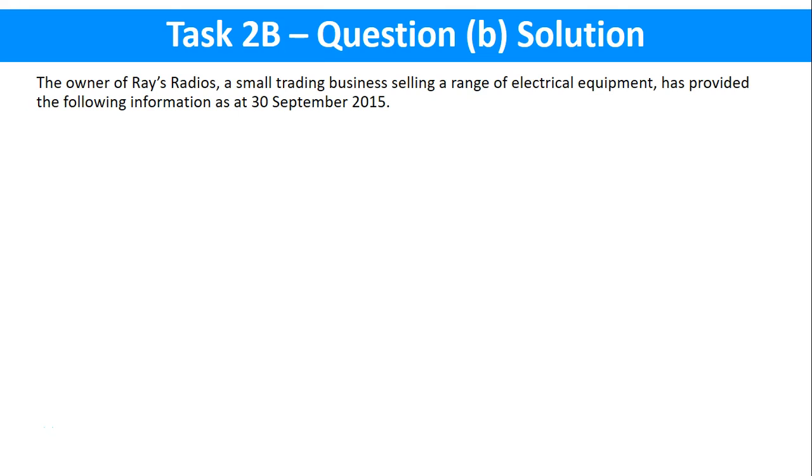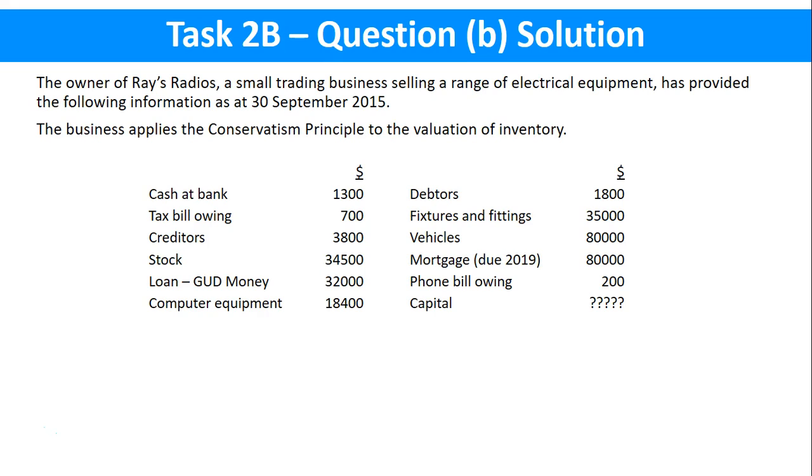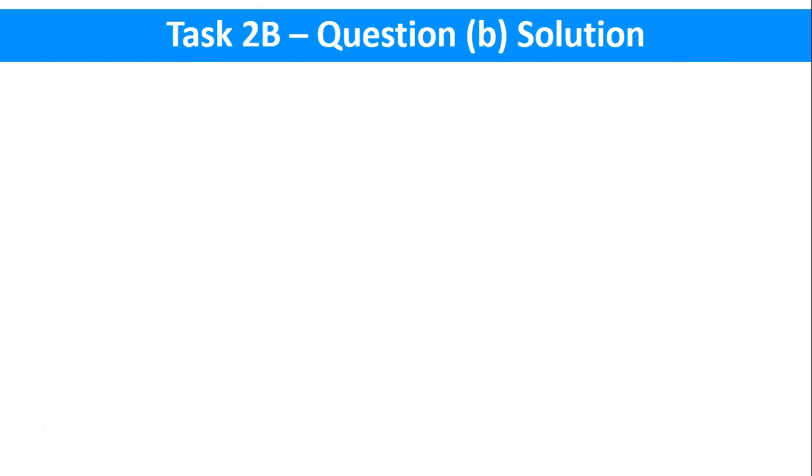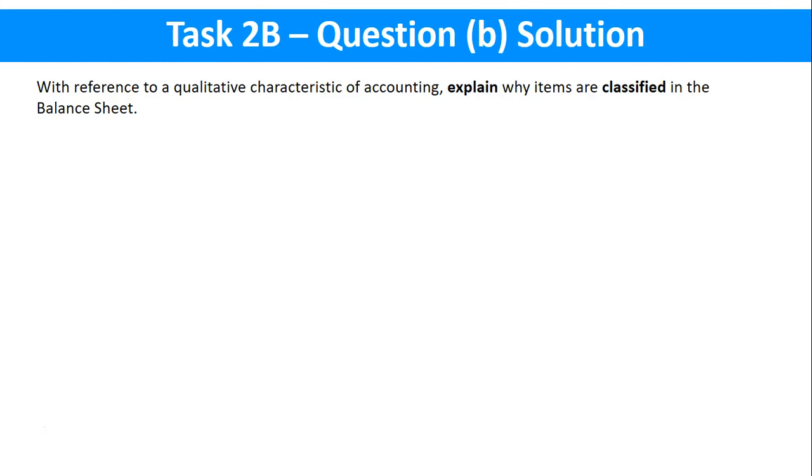The owner of Ray's Radios, a small trading business, has provided a list of info at the end of September. We've been given a whole bunch of items there. We're told the business applies the conservatism principle, and we've also been given 3 bits of additional info: one about the loan, one about the phone bill owing, and one about the firm's stock. The question we've been asked for B is, with reference to a qualitative characteristic of accounting, explain why items are classified in the balance sheet.